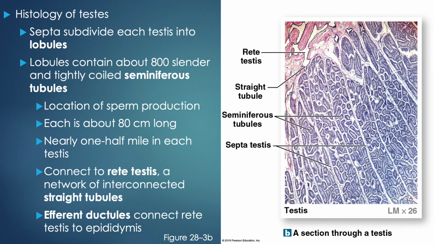Figure 28.3 shows you the histology of testes, and this is what a testis looks like microscopically at 26 power. So first we have septa that will subdivide each testis into lobules, and then those lobules are going to contain about 800 very narrow, delicate, and very tightly coiled seminiferous tubules, which are the site of sperm production.